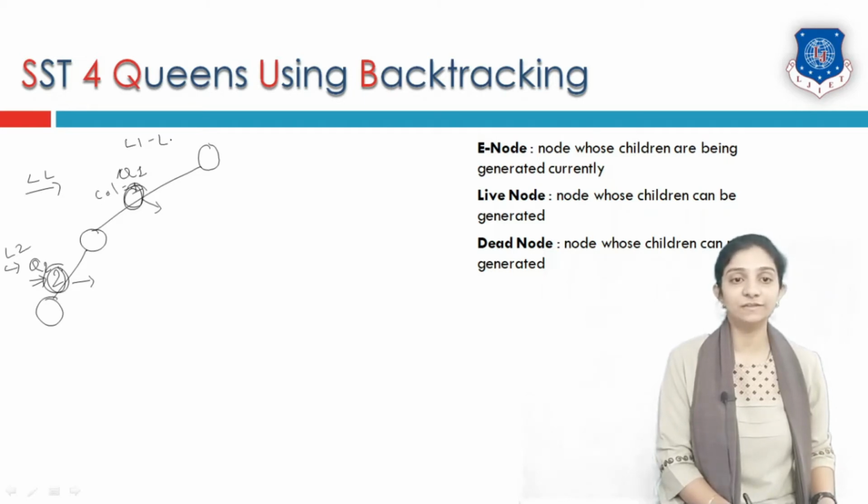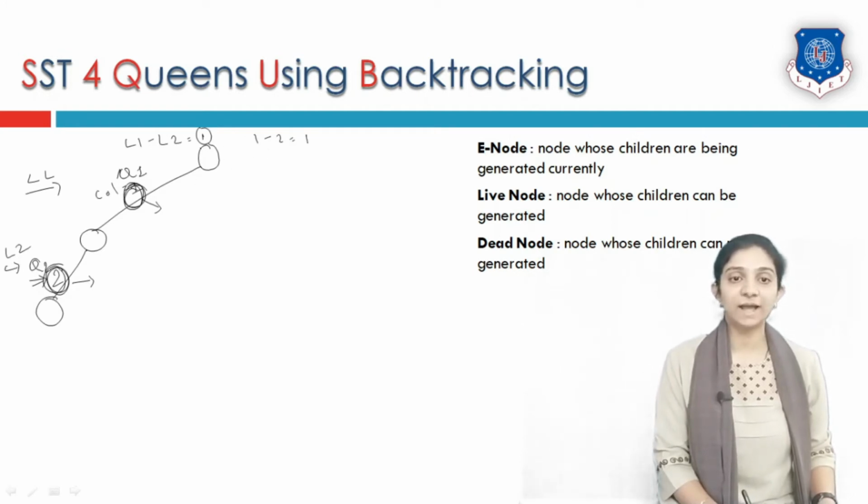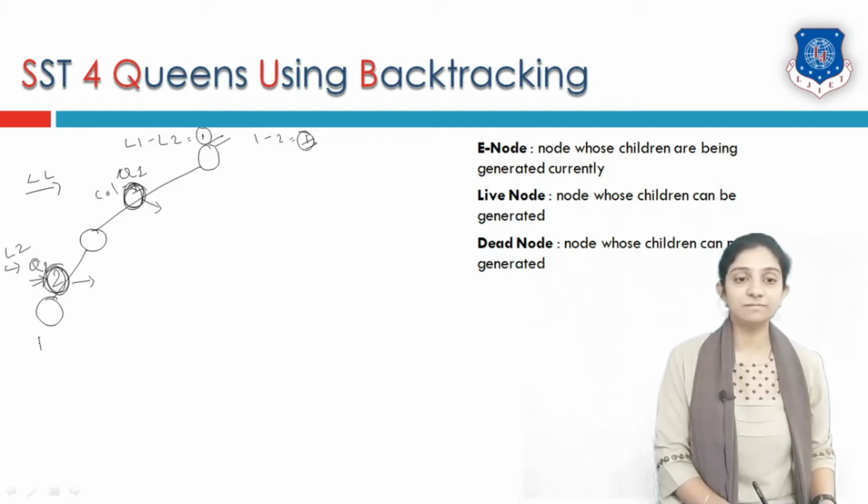The difference between levels, L1 minus L2, is equal to 1, and the difference between column numbers, 1 minus 2, is equal to 1. Please take note that I am taking the absolute difference between these values, so we are going to avoid the negative sign. So the values are the same, that is, the difference between levels is equal to the difference between column numbers. That's why we must bound the growth of the tree from this particular node and go one step back. That is what the backtracking algorithm does.